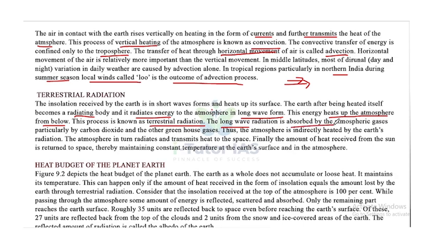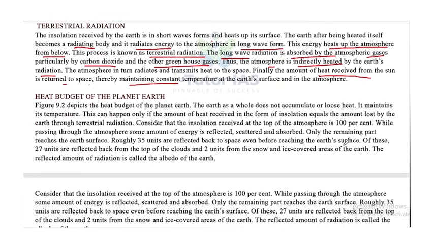The long wave radiation is absorbed by the atmospheric gases, particularly by carbon dioxide and other greenhouse gases. Thus the atmosphere is indirectly heated by the earth's radiation. Now, the atmosphere in turn radiates and transmits heat to space. Finally, the amount of heat received from the sun is returned to space, thereby maintaining a constant temperature at the Earth's surface and in the atmosphere. Okay, so that is terrestrial radiation.